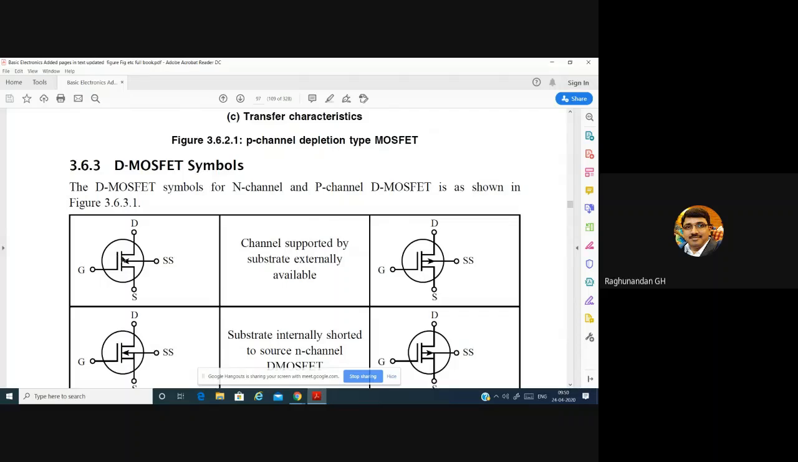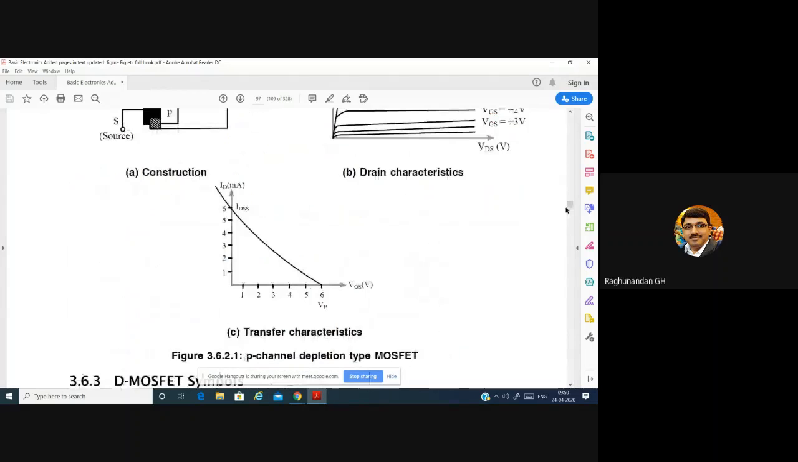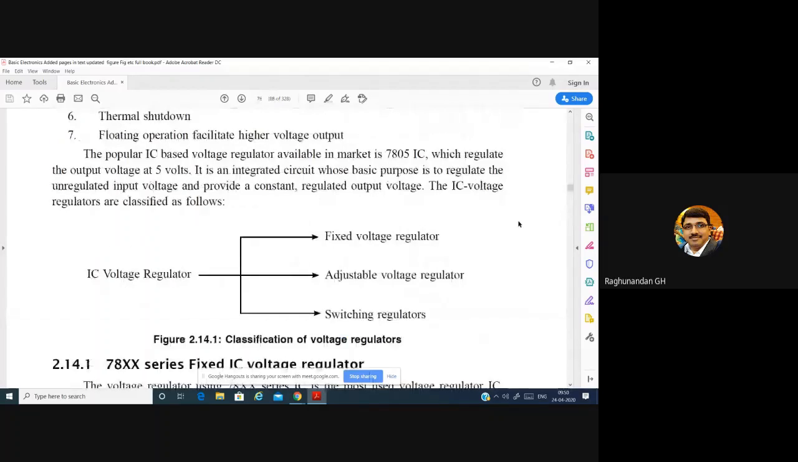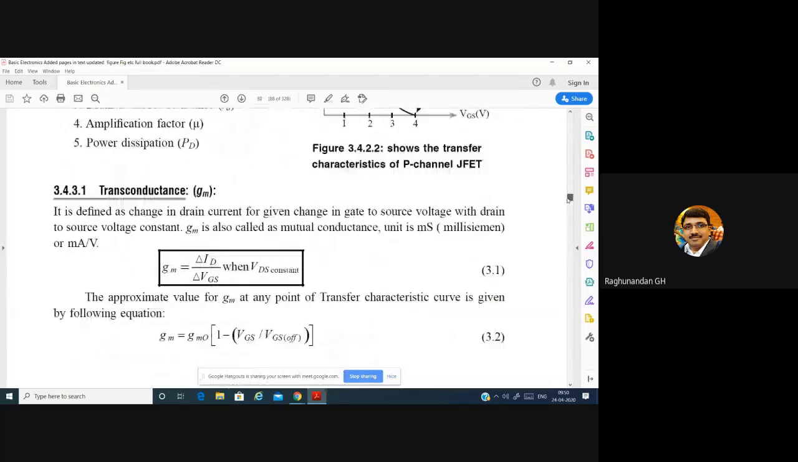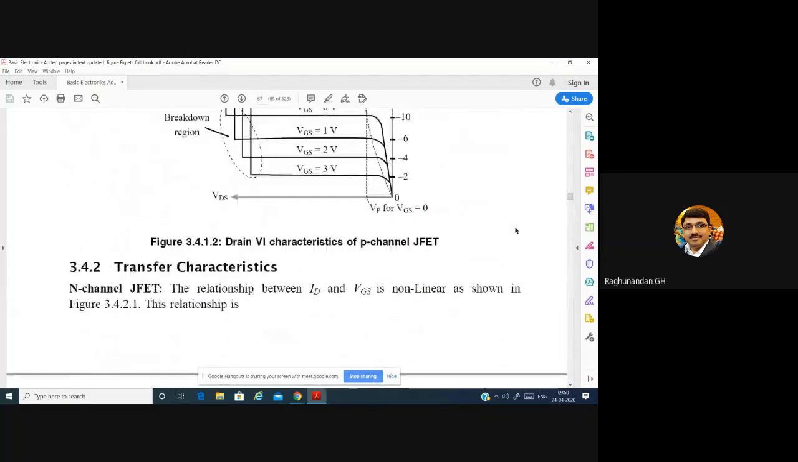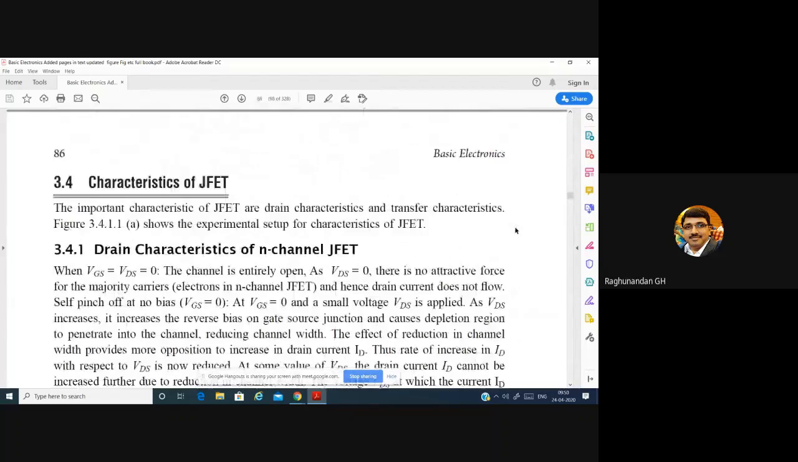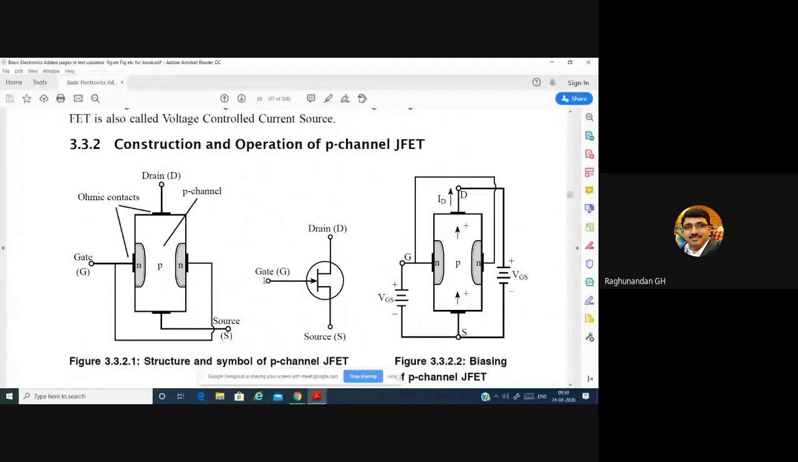And between this gate and this channel, whatever gap you are having, that is your oxide layer. So from this symbol, what we understand is that the gate is nowhere having any connection between the drain and the source. But if you see our JFET symbol, say in the JFET, the gate is connected to the drain and the source.